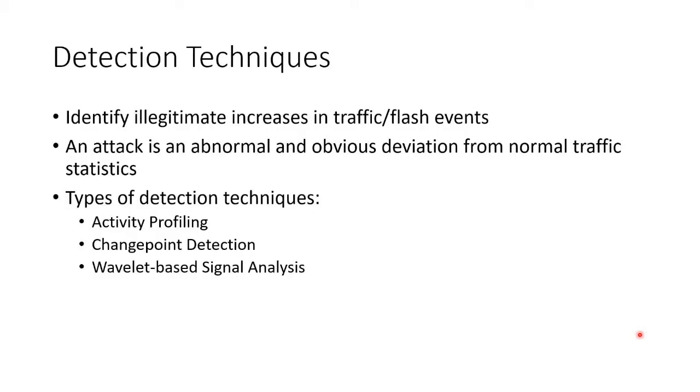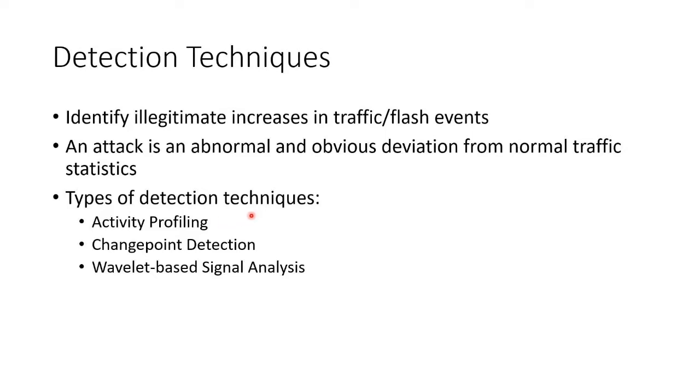So what can we do to defend against denial of service? Let's take a look at some common countermeasures. We could try to identify illegitimate increases in traffic or some flash events, like suddenly there's a big burst of activity. An attack is an abnormal or obvious deviation from normal traffic.